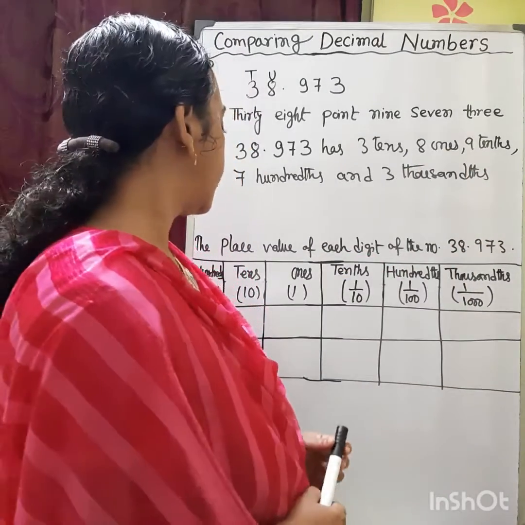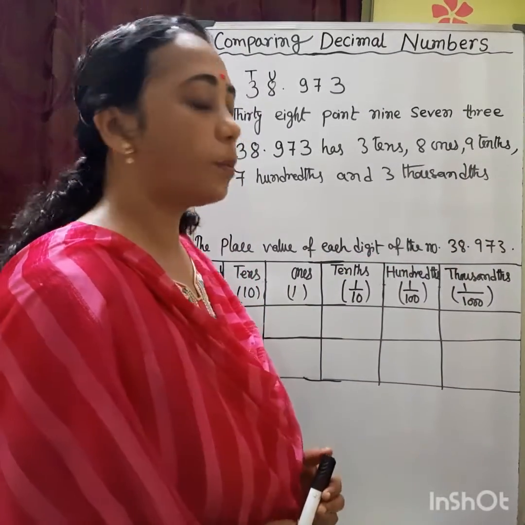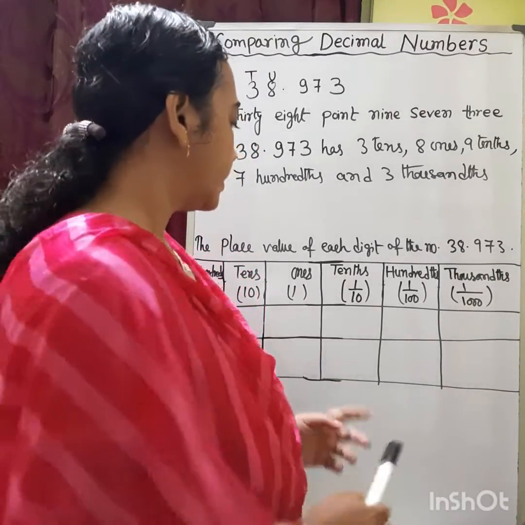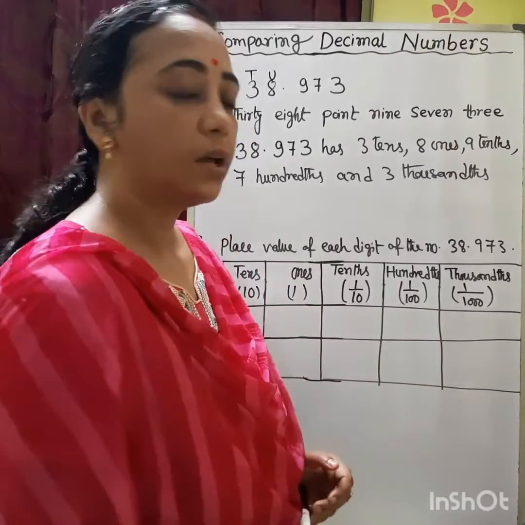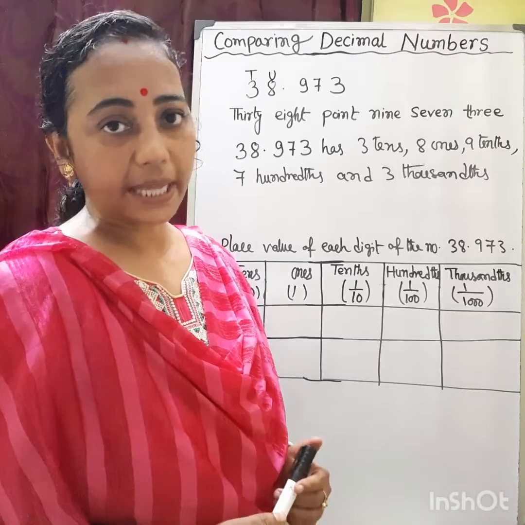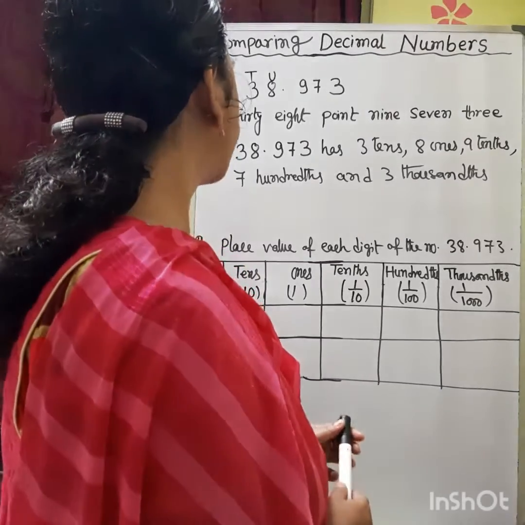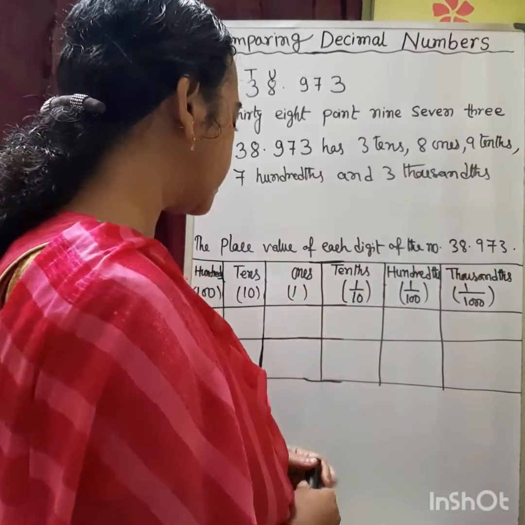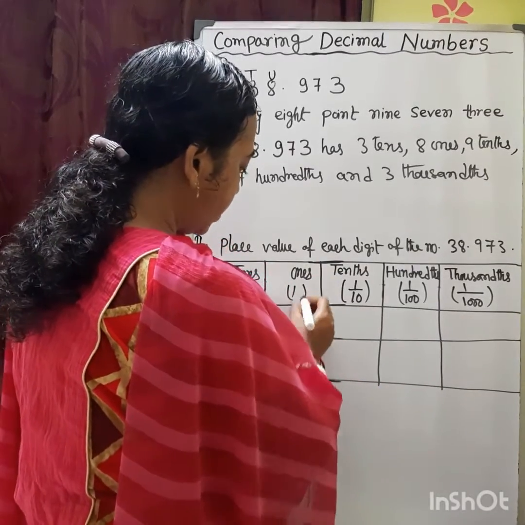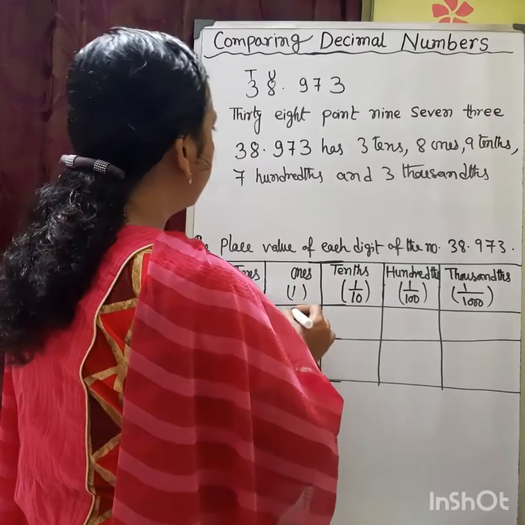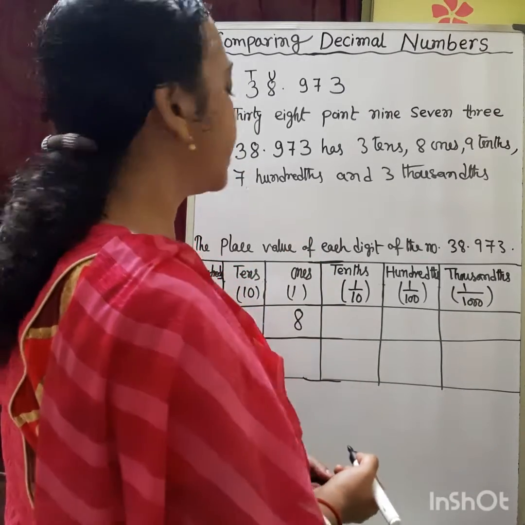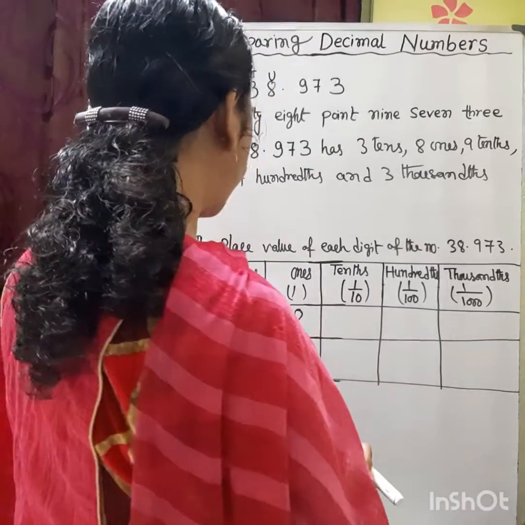Now let us write the place value of each digit of the decimal number 38.973. The table is already shown here. We know that the decimal point separates the ones place from the tenths place. So in the ones place, the digit 8 is present. Let us write down the digits first. Below the ones place, we will write the digit 8. Then in the tens place, the digit 3 is present. But in the hundreds place, no digit is there, so we will leave that place.